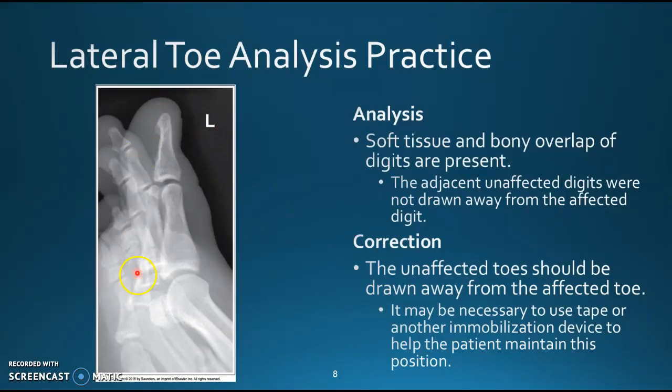The lateral toe. So looking at this lateral toe, this is the second digit, or the first digit again. We have the distal phalanx and the proximal phalanx, and there is superimposition of the other digits with the first. So the first digit was not pulled away from 2 through 5, or the 2 through 5 were not curled away enough. So you're going to use some tape or a tongue depressor or gauze, some type of immobilization device, to move the other toes and curl them away from the anatomy of interest.